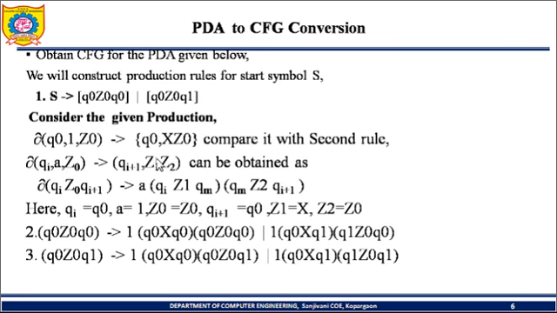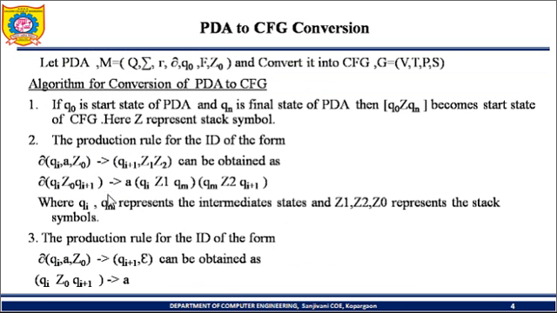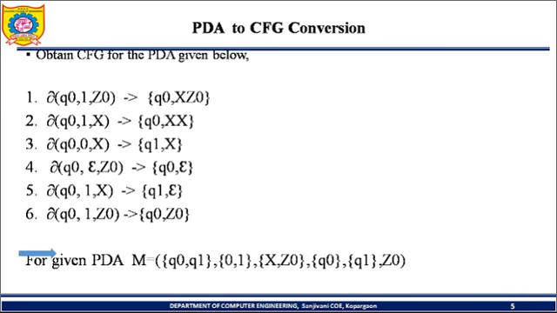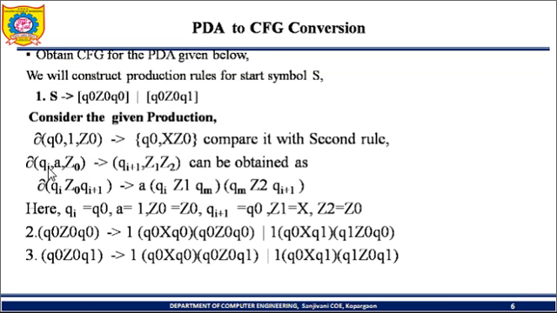So for that we are going to convert. Here I have considered these three rules, and we need to compare it with the second rule. And what is the second rule? Qi A Z0 tends to Qi+1 Z1 Z2, and its equivalent will be like this.